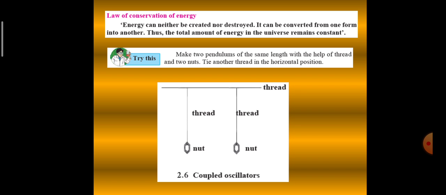If you just hit the nut of the first pendulum, it will start moving and it will gain kinetic energy. At one point of time, it will hit the second pendulum, which is stationary, which has got potential energy. As soon as the first one hits the second, its potential energy gets converted to kinetic energy and it starts moving, and the first pendulum loses energy and it slows down. So energy is transferred from the first pendulum to the second pendulum.